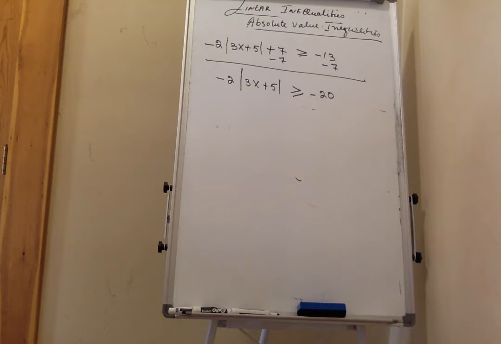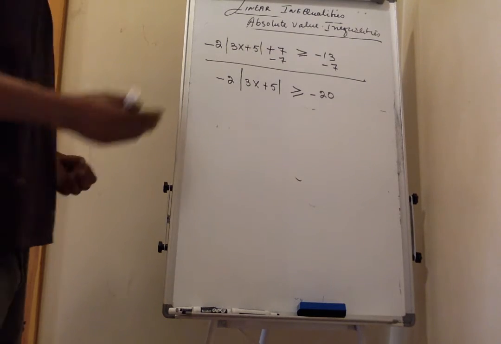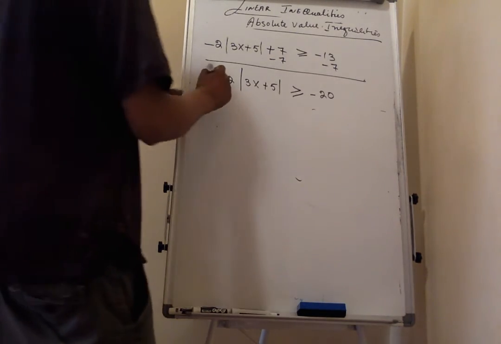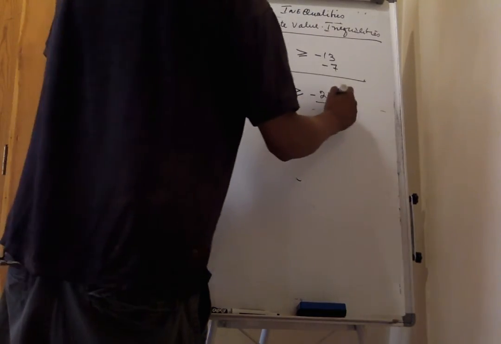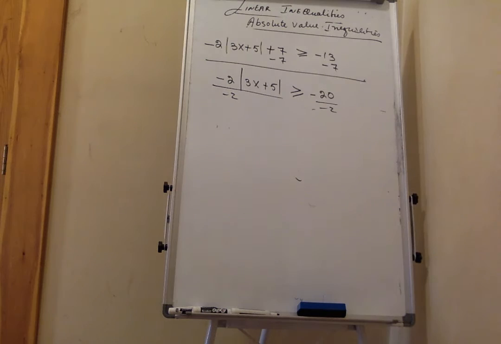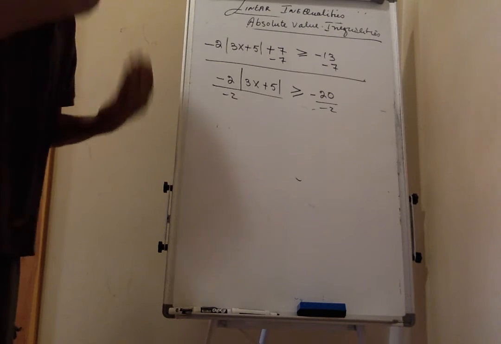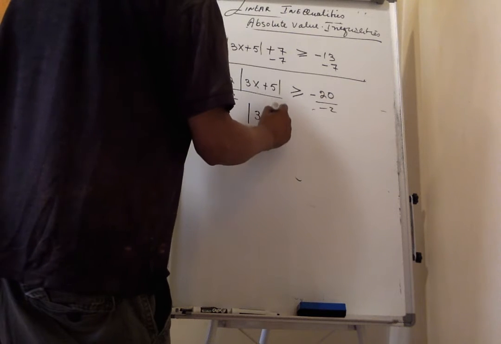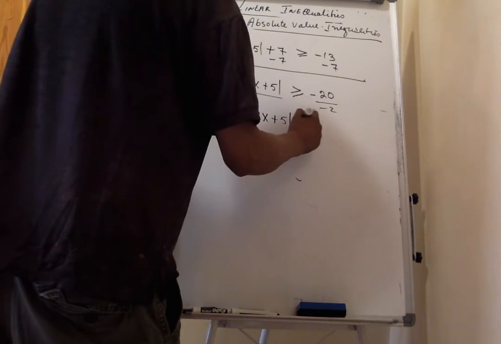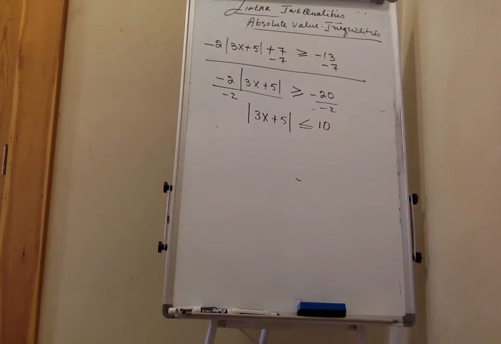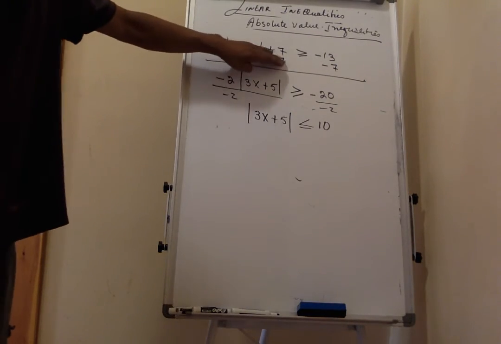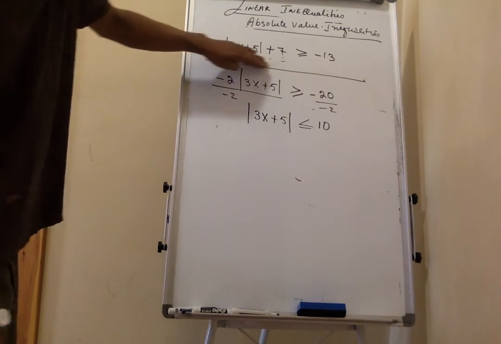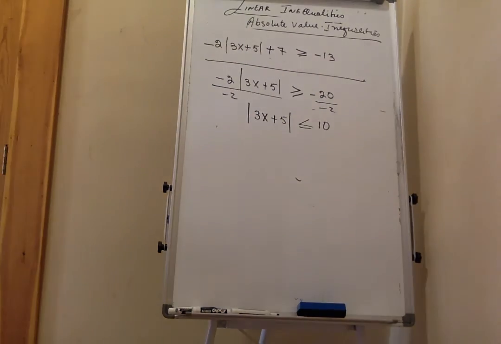Right? Now you've got to get rid of negative 2. Meaning what? You're dividing both sides by negative 2. Mind you, when you multiply or divide by a negative number, the inequality actually flips. So this would be the absolute value of 3x plus 5 is less than or equal to 10. This is what we are going to solve. We started with this absolute value inequality, so we ended up with this.